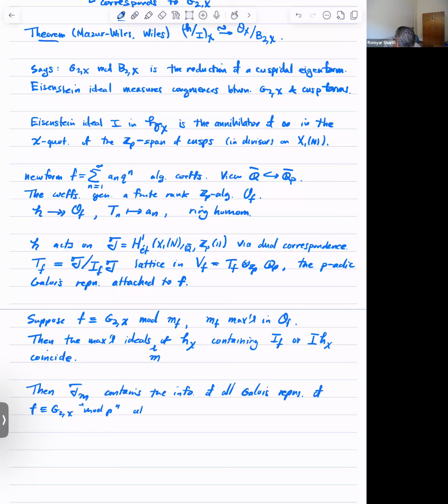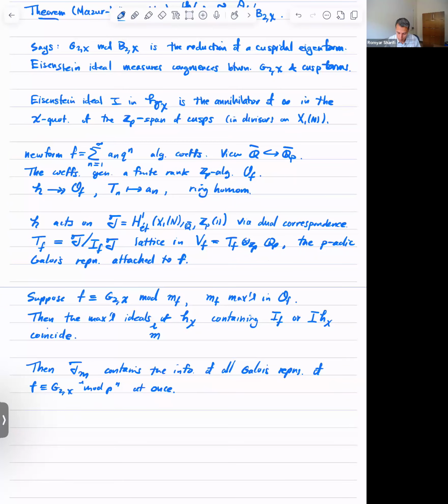at once. So it's convenient in that way, because how do you know there's a unique cusp form that's congruent to an Eisenstein series mod P? Maybe there are, not even Galois conjugate, but maybe there are many. And so this allows you to capture all those Galois representations at once. Each of the T_F is now a quotient of this T_M. But what I want to do is take the quotient of this thing by the Eisenstein ideal, which is now going to be something finite.